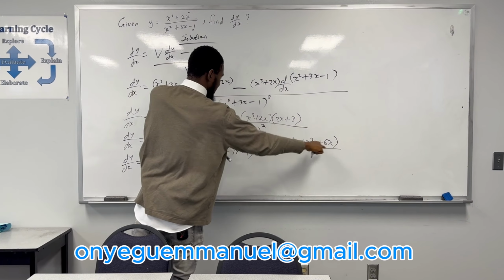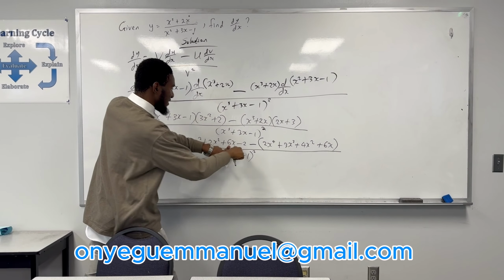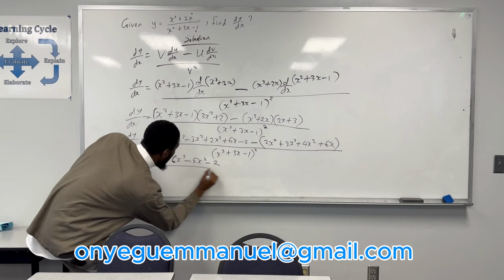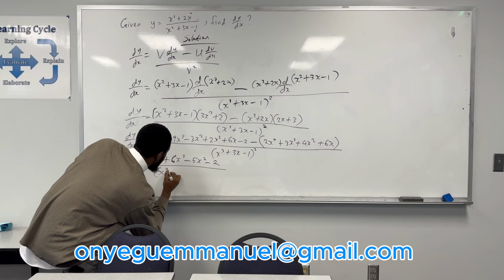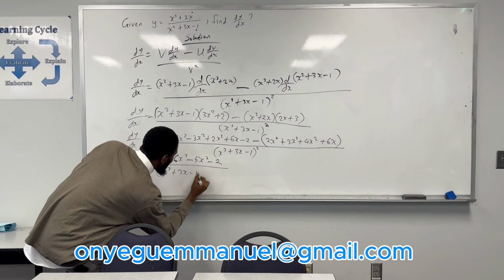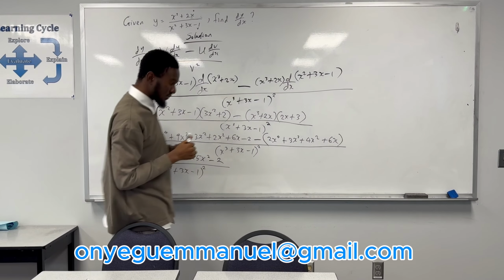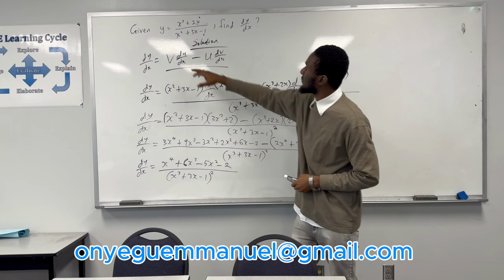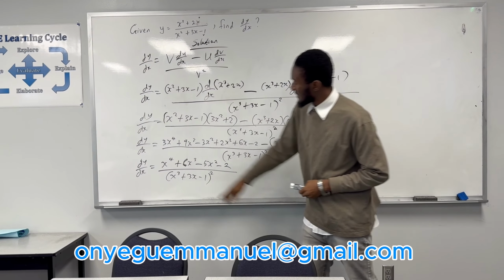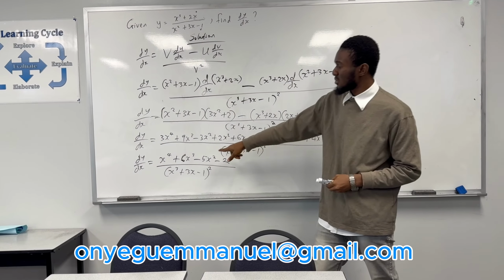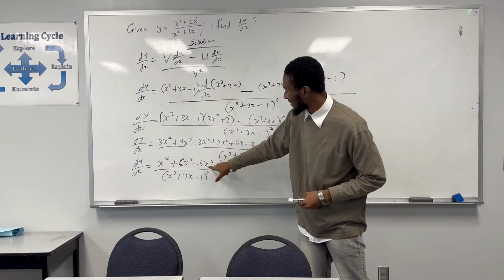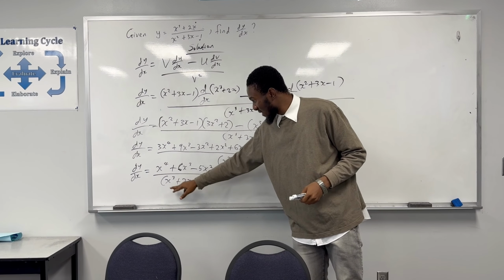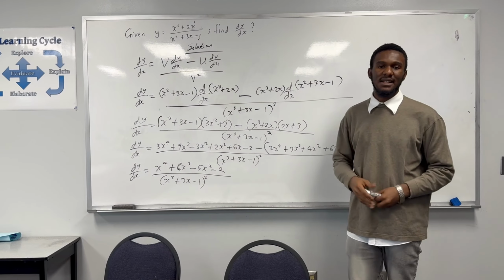6x minus 6x will give you 0. You now have minus 2. This is equal to minus 2 all over x squared plus 3x minus 1, all squared. So this is your derivative. The derivative of this function is x to the power 4 plus 6x cubed minus 5x squared minus 2, all over v squared, and our v squared is this. As simple as that. Thanks for watching.